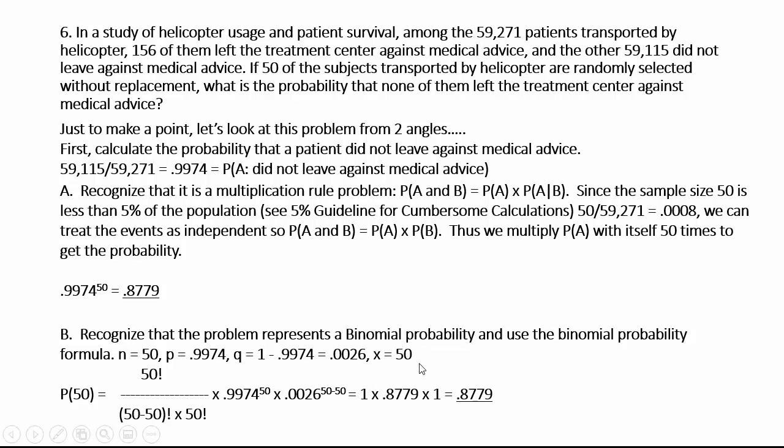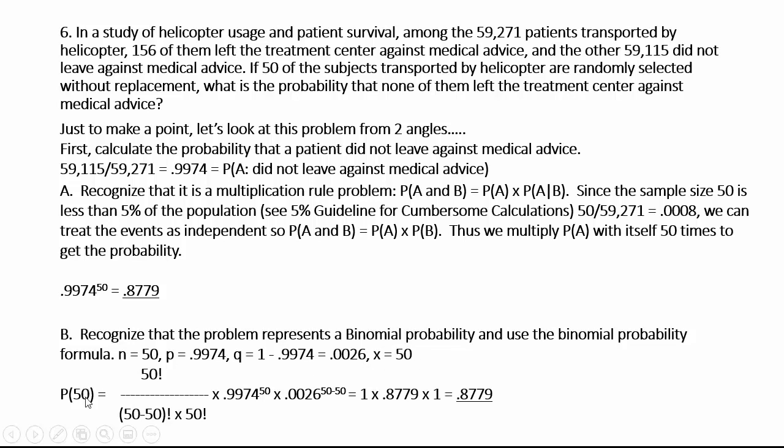Now, why 50? Because we're defining the probability here as the probability that people are not going to leave against medical advice, and that's kind of what we want in this probability. So how many people would have to not leave against medical advice if we were going to look at all of them? Well, there's 50 there. I got to make x 50.